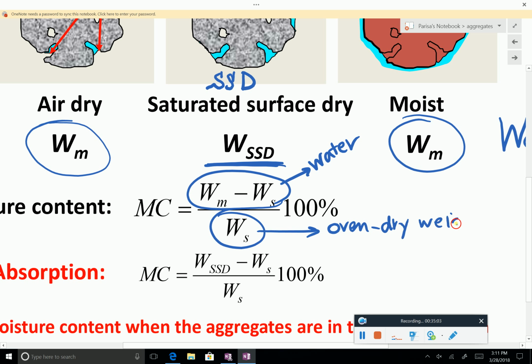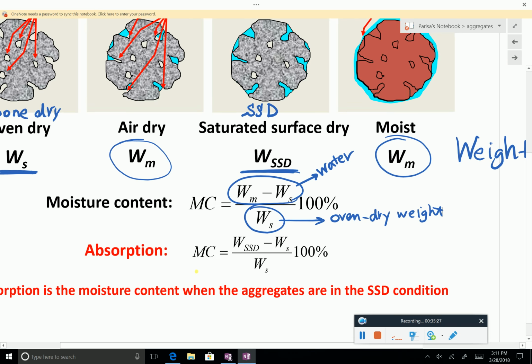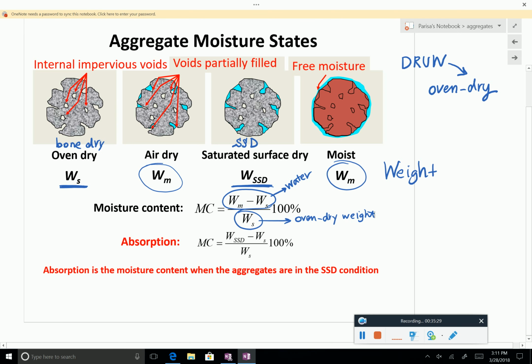This is easy to get because you just put the aggregates inside the oven, you let them be for several hours, you monitor the weight, and at some point you see that the weight is not changing anymore. That means that all the moisture has evaporated. You don't need to worry about it. And that would be your dry weight. So moisture content, the definition is, first of all, it's based on weight, not volume. And it's just the amount of water over oven dry weight. That's important.